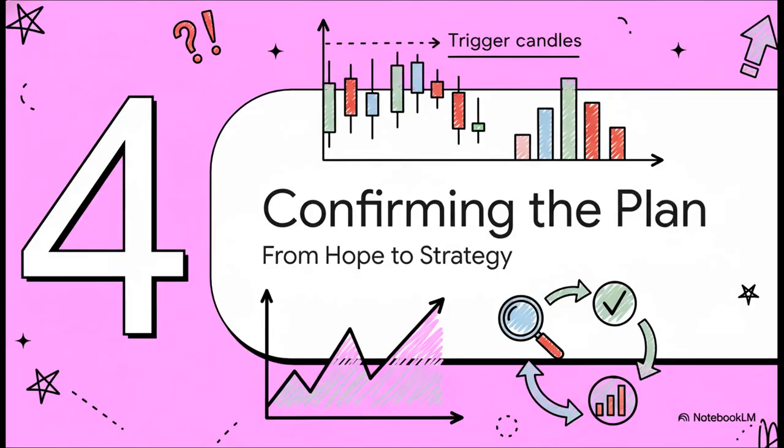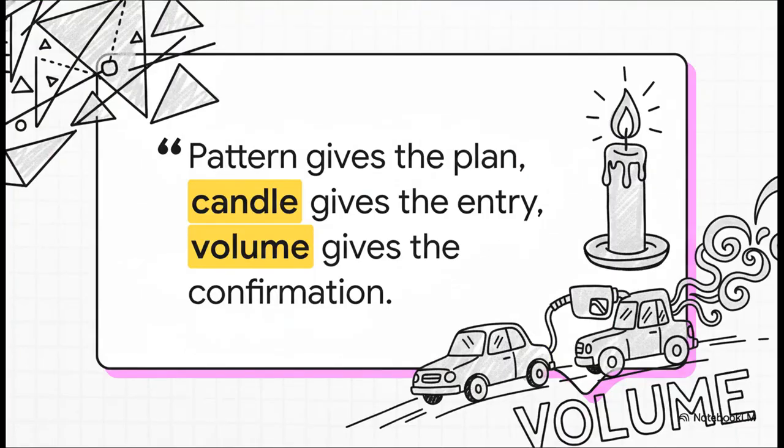All right, so you've got a pattern, and you've got a trigger candle. Now, amateurs might stop right there and jump in, but professionals, they add one more absolutely crucial layer, confirmation. This step is what separates a consistent strategy from just hopeful gambling. This right here, this is the mantra you need to drill into your head. The pattern gives you the plan, it's the roadmap. The candle gives you the entry, it's you turning the key in the ignition. But volume gives you the confirmation. It's the fuel in the tank. Without it, that car isn't going anywhere.